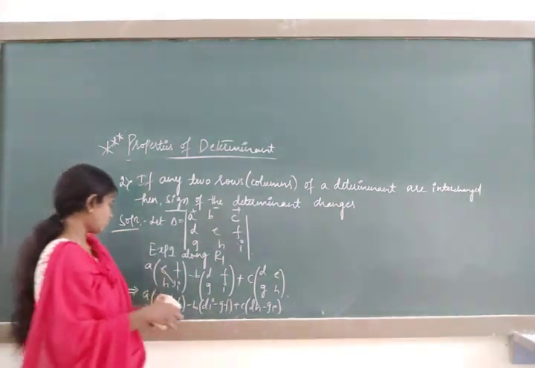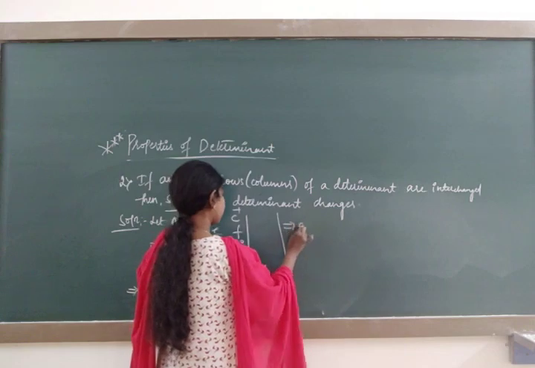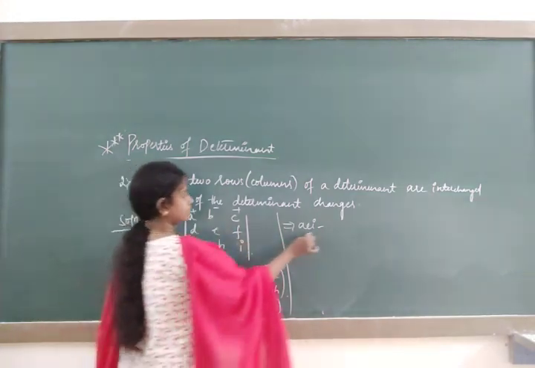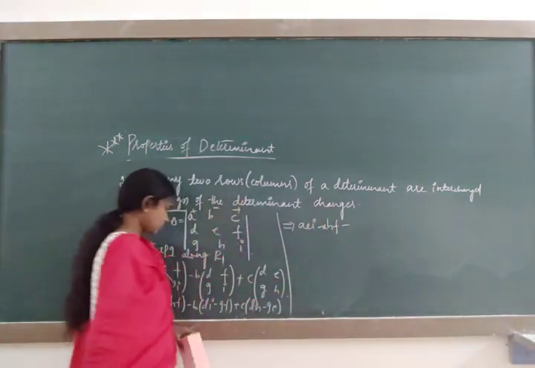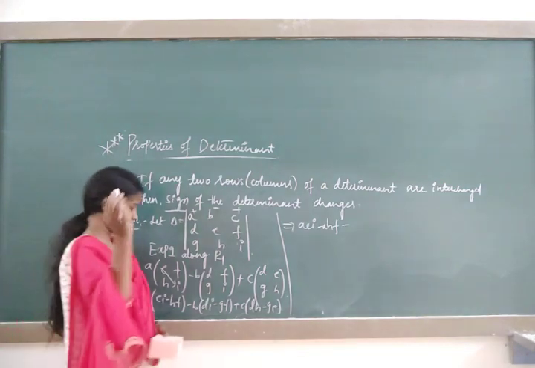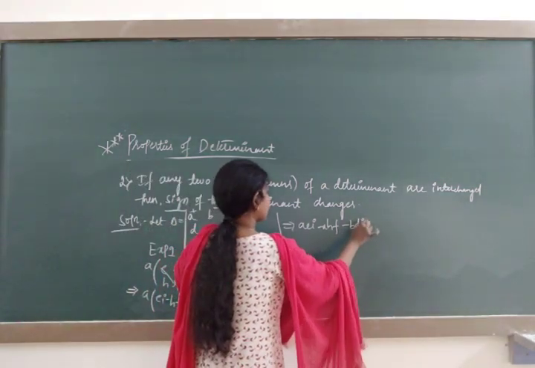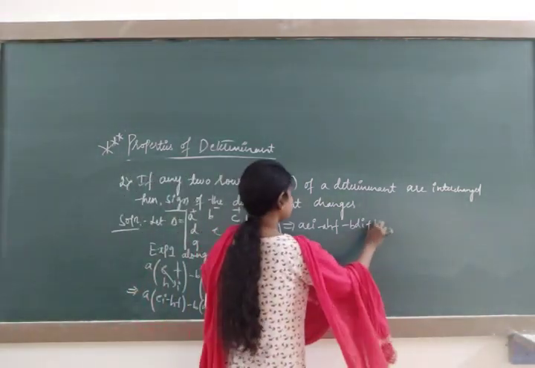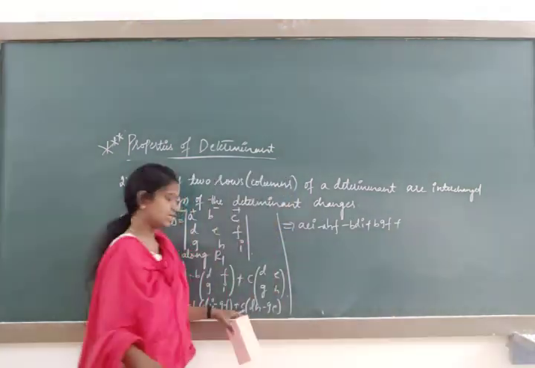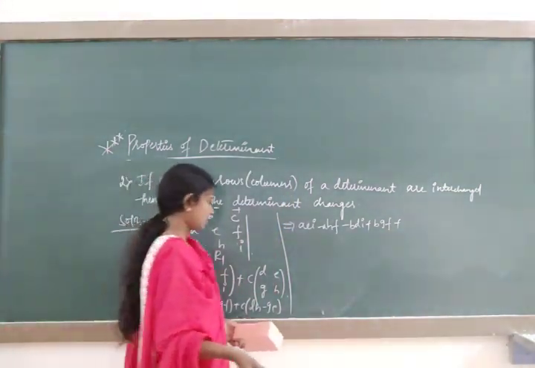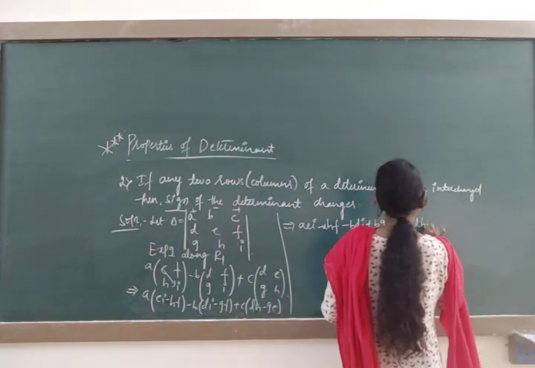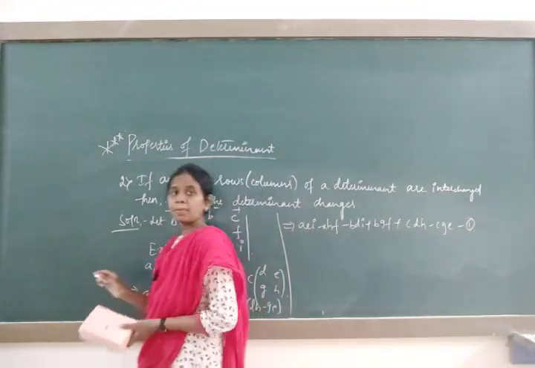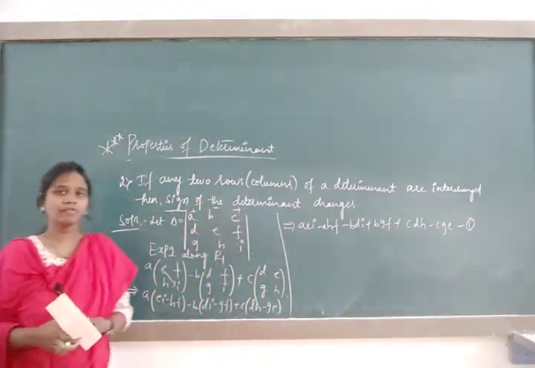When you take A inside, what are you going to get? AEI minus AHF. So it's a minus sign, minus BDI, minus into minus plus BGF, plus take C inside, it will be CDH minus CGE. It's equation 1. Now we will move on with the statement.